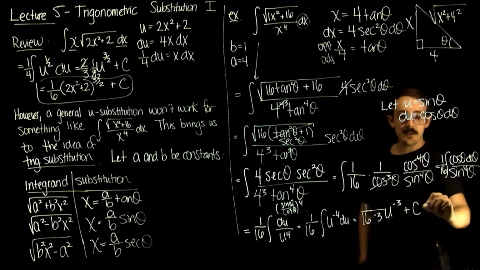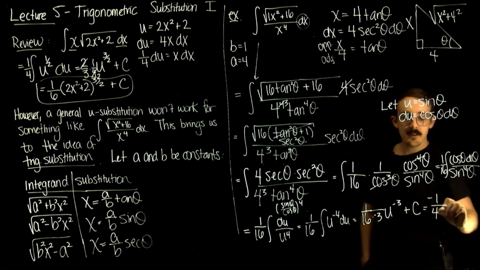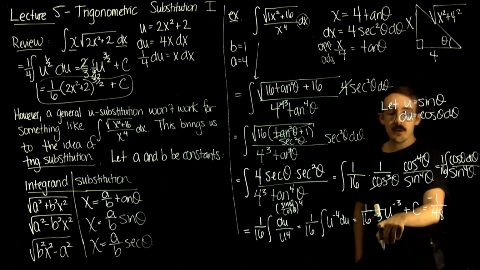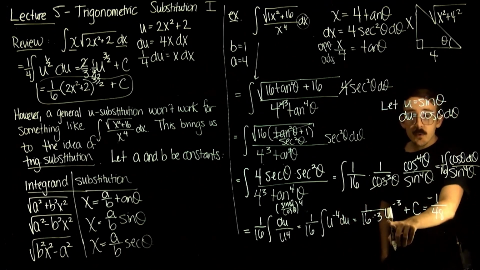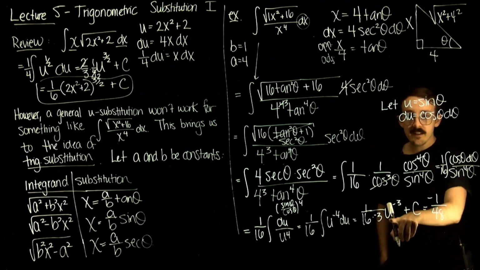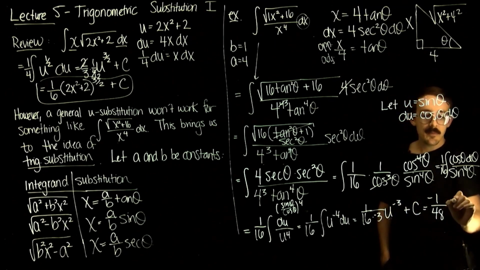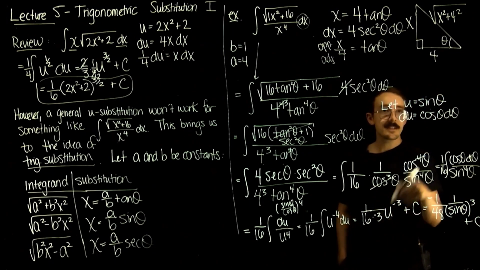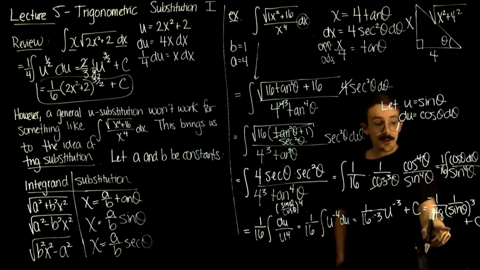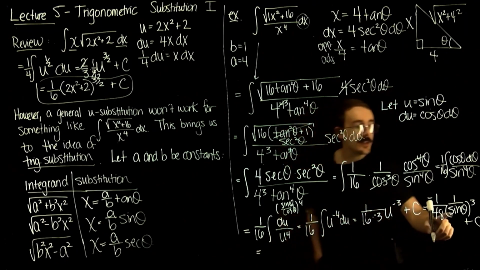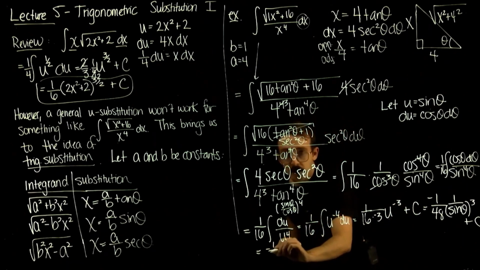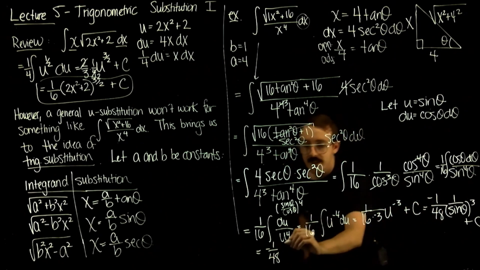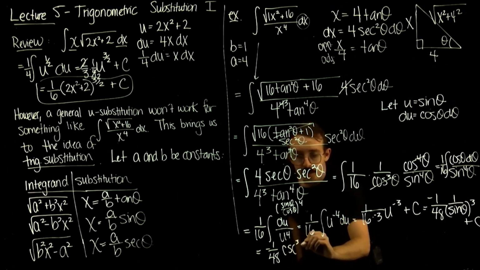However, I need to plug back in for u. So this is 1 over, it's negative, because I had a negative 3 here, 1 over negative 48. U is sine. So I have sine to the negative 3 power. So this is going to be 1 over sine to the third power plus c. If I plug back in my sine for the substitution, however, you could rewrite this. You could say this is negative 1 over 48. 1 over sine, that's cosecant. So it's cosecant cubed.